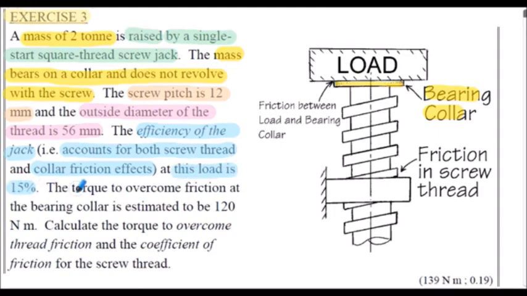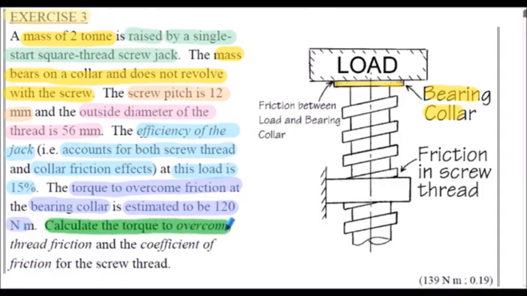We're given the torque required to overcome friction at the bearing collar is estimated to be 120 Newton meters. We've got to calculate the torque to overcome thread friction and also calculate the coefficient of friction for the screw thread.